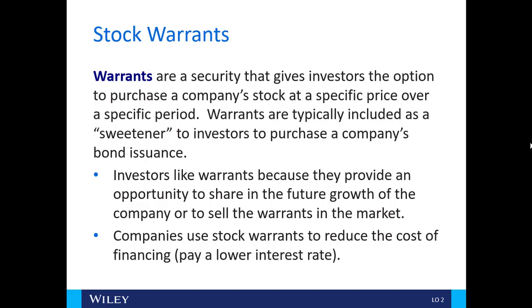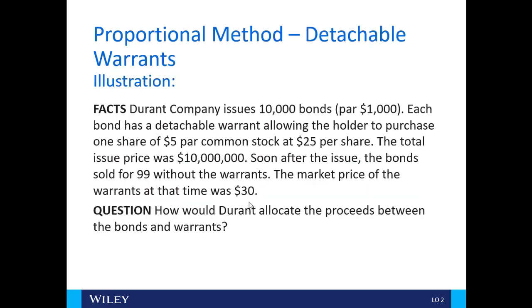So warrants are included with the bond as an incentive, as they say here, a sweetener to entice investors to purchase the company's bonds. So they get the bond and they get this little extra something. So what happens if the transaction includes the bonds and the warrants together for a total price of 10 million? They need to allocate that 10 million between the bond and the warrant. So how are we going to go about allocating that?